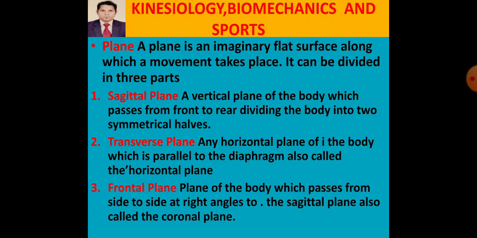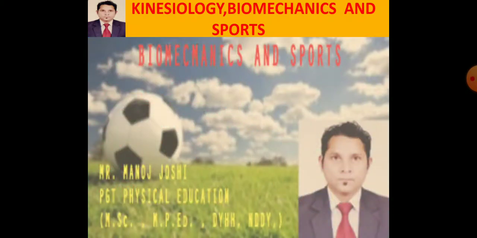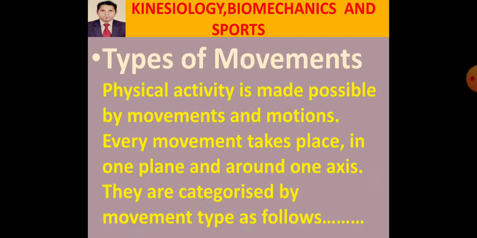Now we will come to the types of movement. These movements take place according to the axis and the plane. Physical activity is made possible by movement and motion. Every movement takes place in one plane and around one axis. So they are categorized by movement type as follows.